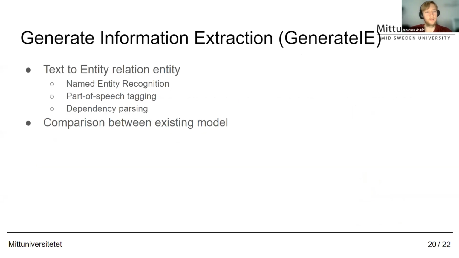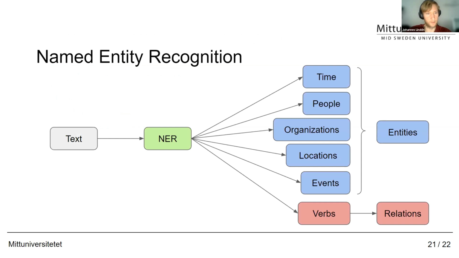So the main algorithm is, as I mentioned, named entity recognition, part of speech, and dependency parsing, the core three main models that we use to identify the entities and the relations. And the named entity recognition identifies time, people, organizations, locations, and events as entities. And if we can find a part of speech word that is a verb, then we consider it as a relation, but only if we can connect it to another entity in the next step.